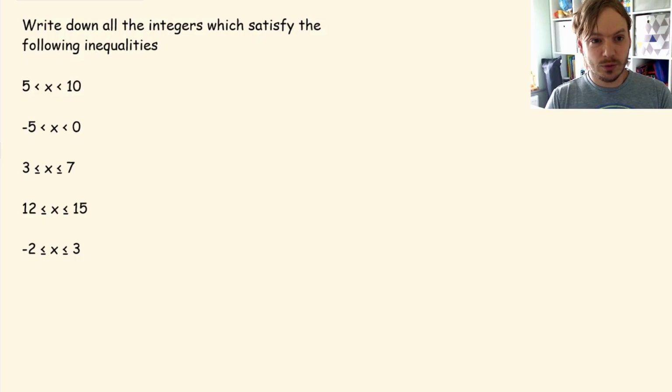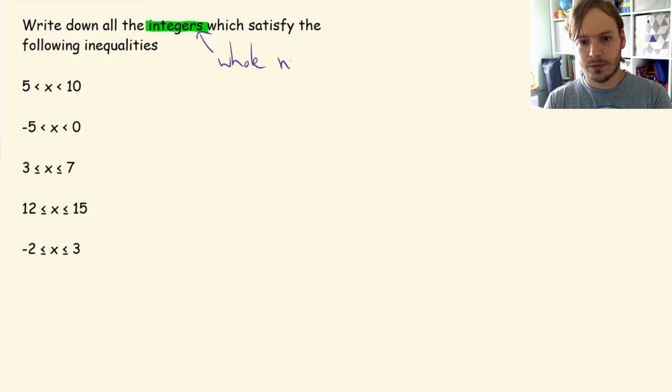There's just one other thing that we deal with when we're dealing with inequality notation like this, and actually the key thing here is a little bit of language. So it says write down all the integers which satisfy the following inequalities. And you just need to know that this word integer means the same as whole number. So I'm looking for whole numbers that fit between 5 and 10 in this case. And you'll notice that these don't have the equals sign on them. So x is not 5. It can't be 5. It has to just be bigger than 5.